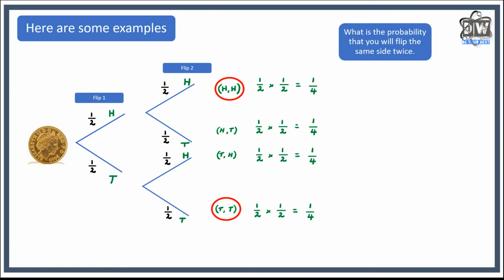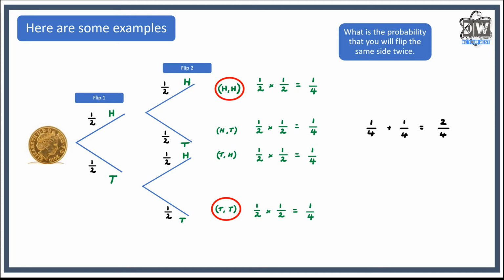Now, believe it or not, to write down the probability of flipping the same side twice, all we do is we take this 1/4 here and this 1/4 here, and we add them together. So I've got 1/4 plus 1/4, and that gives me 2/4. And 2/4 is also a half. And that is how easy it is.